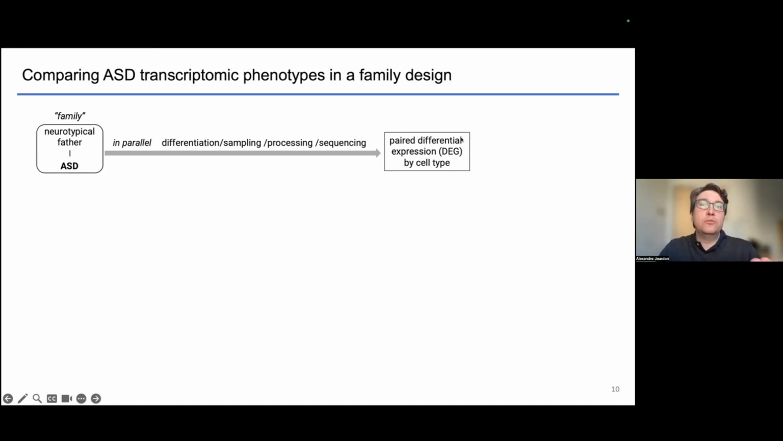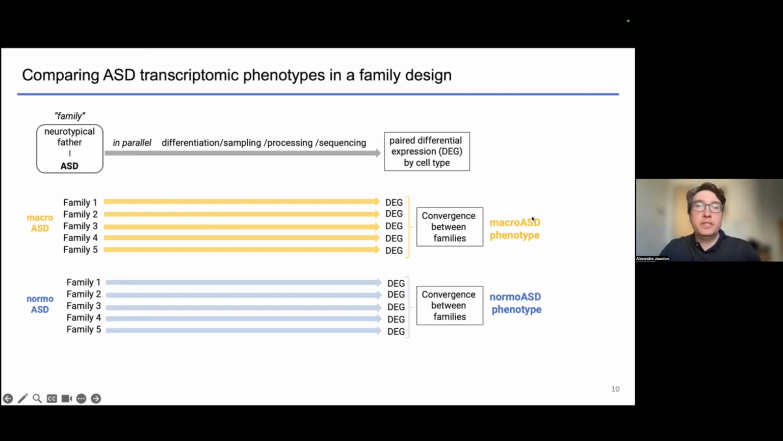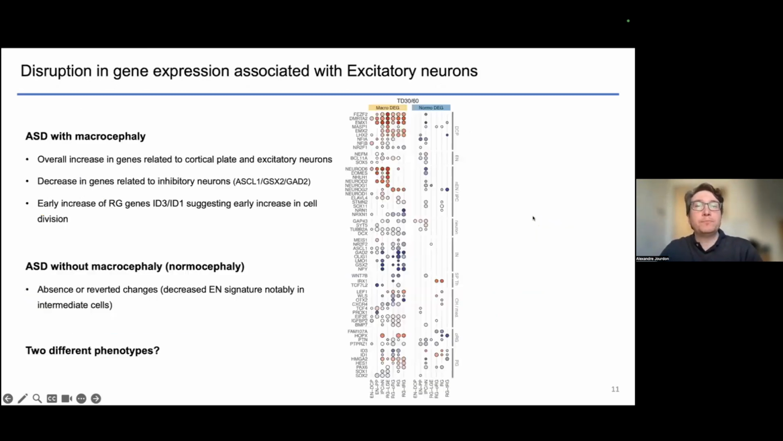So then we decided to do a paired differential gene expression between each individual that carries ASD and the father. We repeated this analysis for each of the families that we differentiated, and at the end, tried to identify the convergence between families to really identify what was the phenotype in common. And so then we identified these macrocephalic ASD phenotypes, and we repeated this analysis for the normocephalic, and then we decided to compare the two phenotypes to understand how convergent they were.